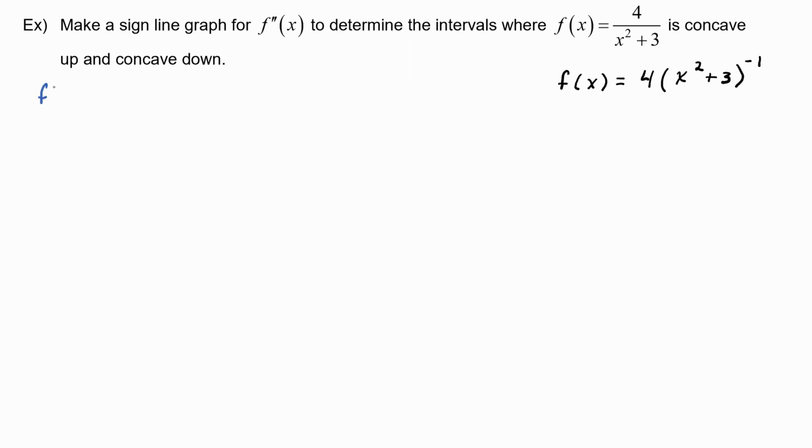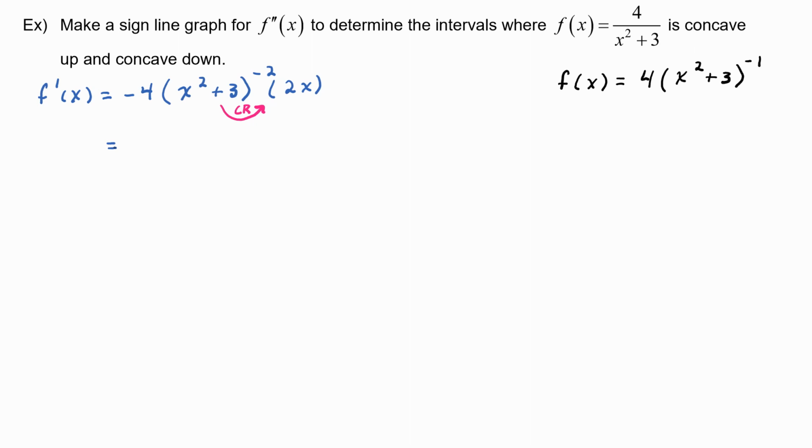Then f prime of x would be negative 4 times x squared plus 3 to the negative 2, and then the chain rule tells us that we have to take it times the derivative of what's inside, which would be 2x.